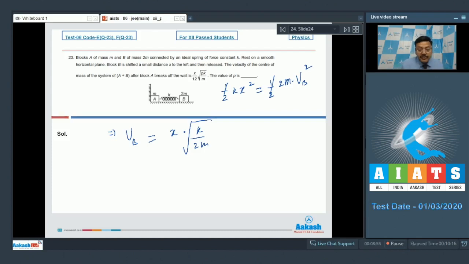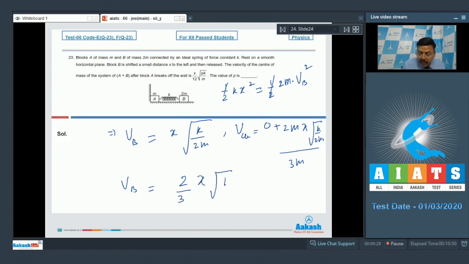Now we have to find the velocity of center of mass of the system of A plus B. So velocity of center of mass VCM is m1 v1 plus m2 v2 divided by m1 plus m2. So VCM is m1 v1, that in fact is 0 for block A, and for the other block it is 2m into Vb, which is x into under root of k by 2m, and of course we need to divide this by 3m. So we see that the value of VCM is coming out to be 2 by 3 x under root of k by 2m, and we need of course to compare this with the given expression.